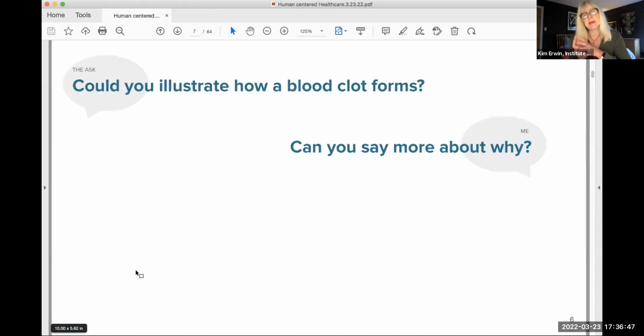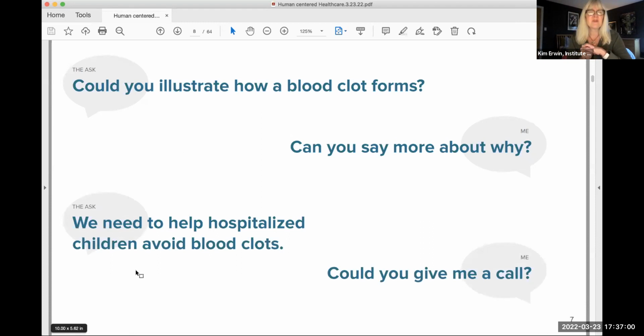So I got a text one day. This is a text from a provider who was familiar with my work and said, could you illustrate how a blood clot forms? It's not your everyday text. And I was like, can you say more about why? And he says, well, we need to help hospitalized children avoid blood clots. I'm like, why don't you give me a call? I don't really know the straight line between this illustration and what you're trying to achieve.